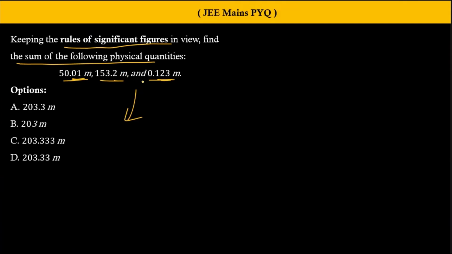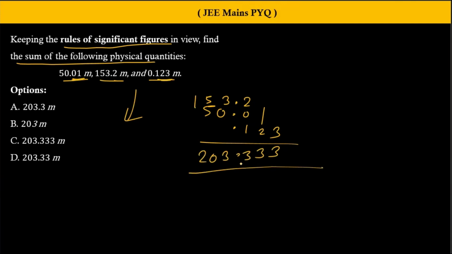Here your answer is guided by the least precise value, okay. So that is what you have to keep in mind. Now let us add it: 50.01, and then this is 153.2, and then this is 0.123. So this is 333, this is 302, and after decimal we have to retain 1 place, round off: 33 is smaller than 5, so 203.3. Simply we have to drop this two, okay. So the correct answer should be this one, okay.